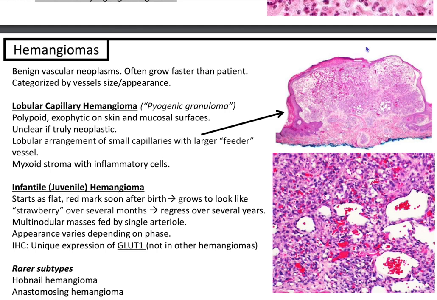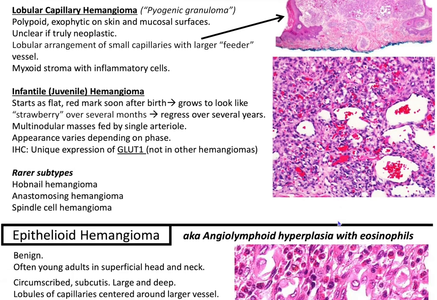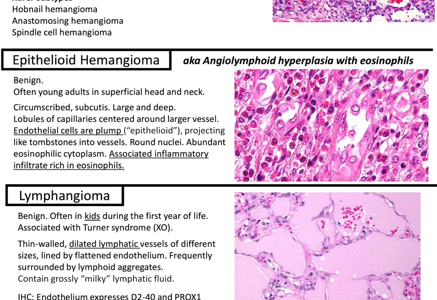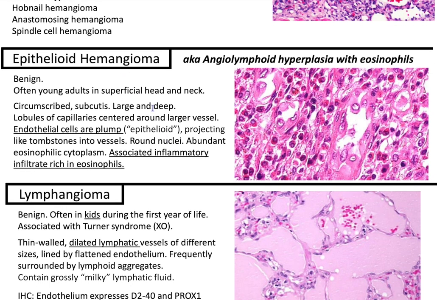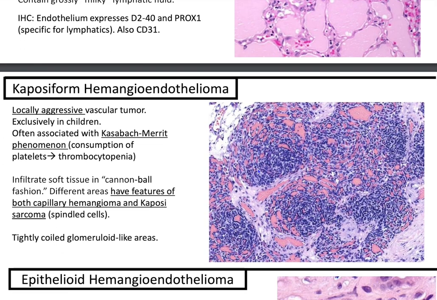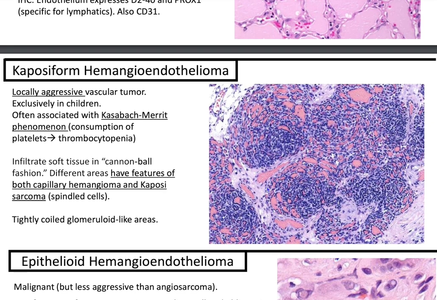Hemangiomas, you have your pyogenic granuloma or lobular capillary hemangioma. Infantile juvenile hemangioma, get your GLUT1. You can have hobnail, anastomosing, and spindle cell hemangioma. Epithelioid hemangioma, the endothelial cells are really plump, and you have background inflammatory eosinophils. Lymphangioma, Kaposiform hemangioendothelioma associated with Kasabach-Merritt, exclusively in children, have both features of capillary hemangiomas and Kaposi sarcoma.